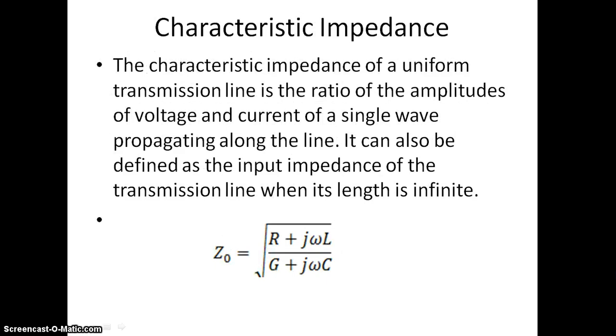The characteristic impedance of a uniform transmission line is defined as the ratio of amplitudes of voltage and current of a single wave propagating along the line. It may also be defined as the input impedance of the transmission line when its length is infinite. That means when the length is infinite, the input impedance is equal to the characteristic impedance. The characteristic impedance is related to the transmission line parameters by Z0 equal to root of (R plus j omega L) by (G plus j omega C).